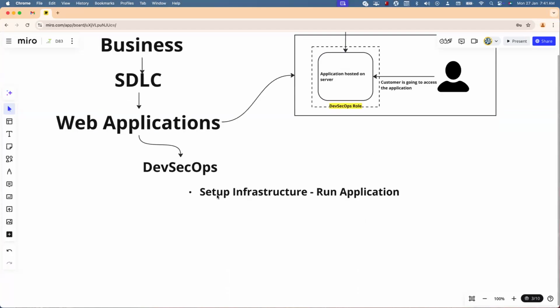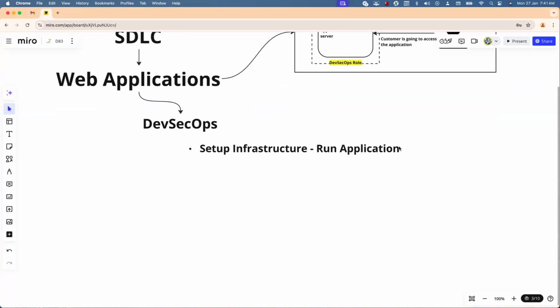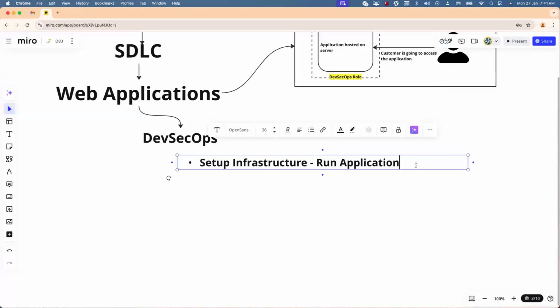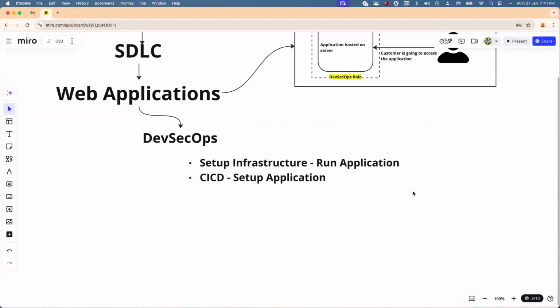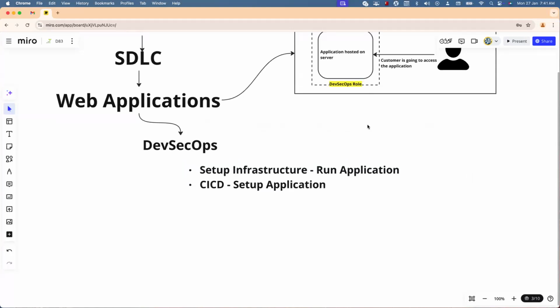If you go back to yesterday, we talked about setting up the infrastructure. Why am I setting up the infrastructure? To run the application, because the customer is going to access it. In order to access that .com, you have to host it somewhere. What is the next one? We talked about CI/CD. This is also setting up the application.